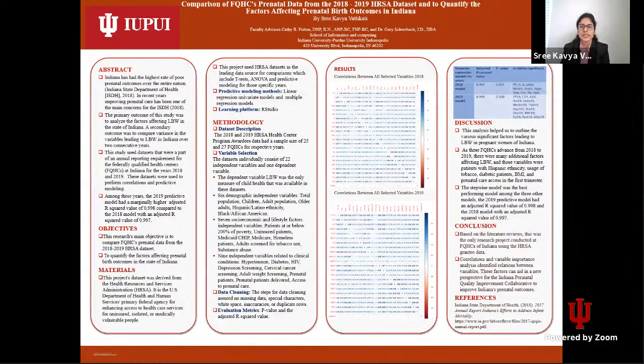Among these years, the 2019 predictive model had a marginally higher adjusted R-square value of 0.998 compared to the 2018 model with an adjusted R-square value of 0.997. This research's main objective is to compare federally qualified health centers' prenatal data from the 2018 to 2019 HRSA dataset and to quantify the factors affecting prenatal birth outcomes in the state of Indiana.